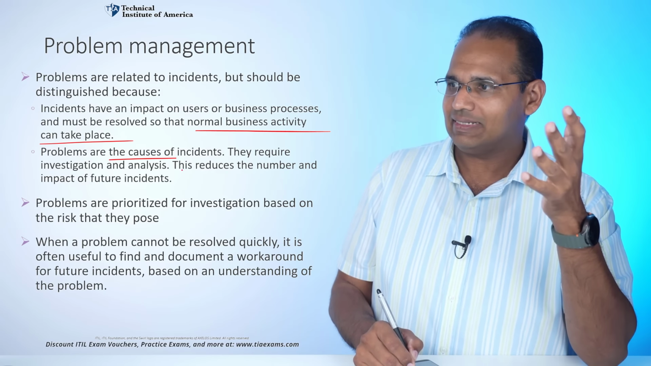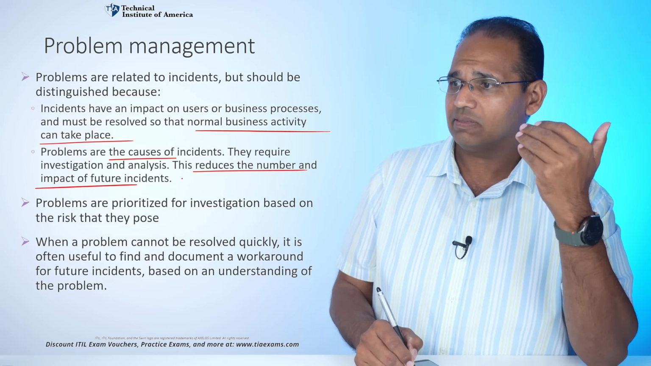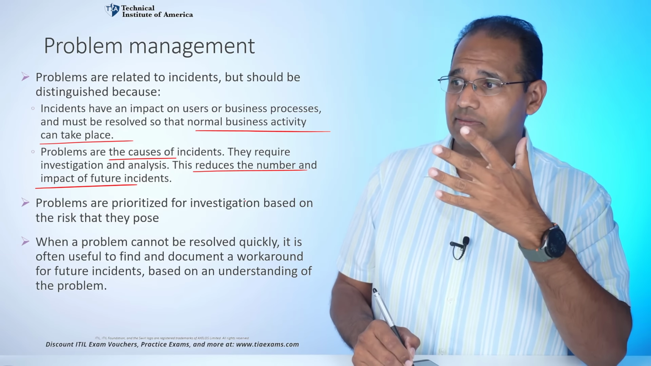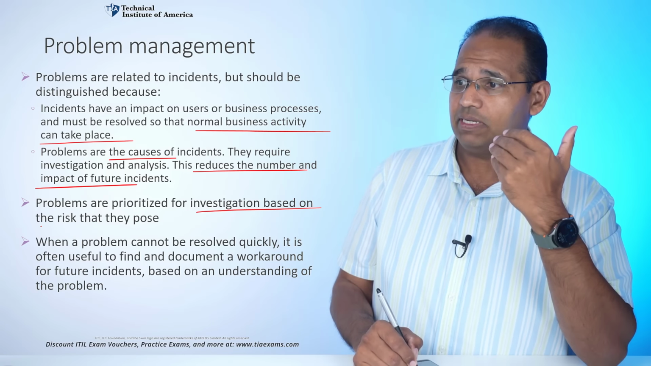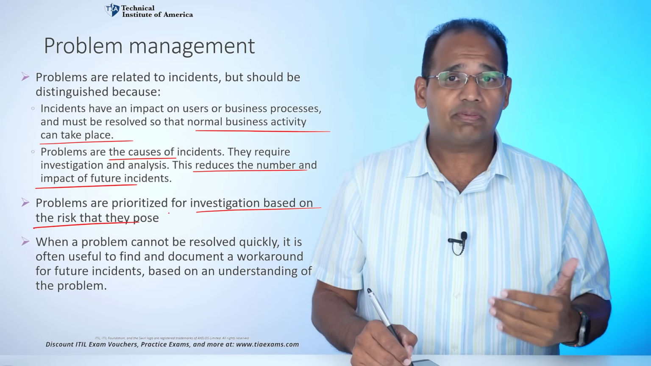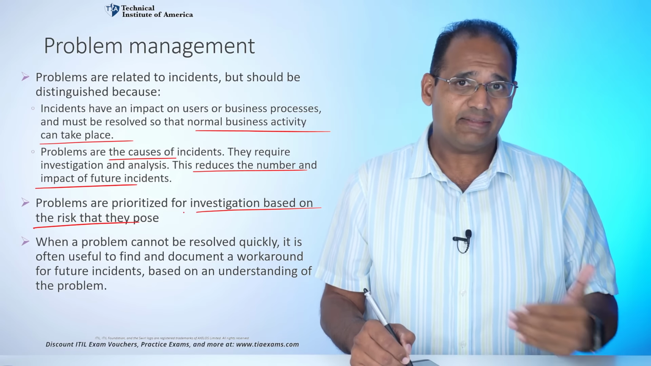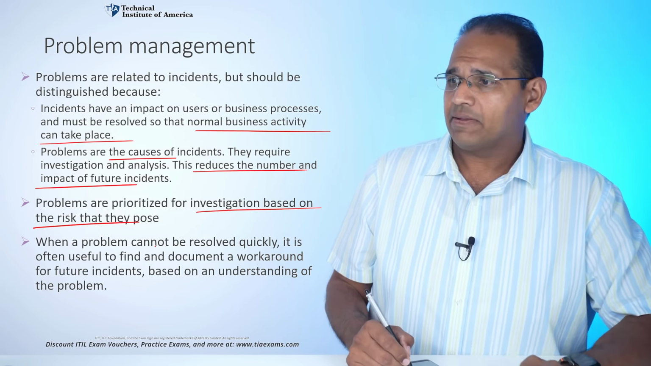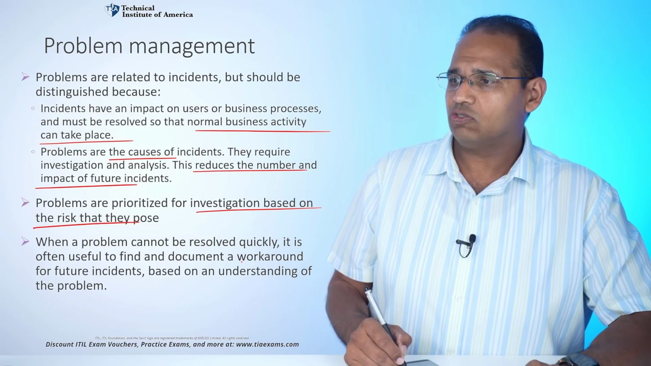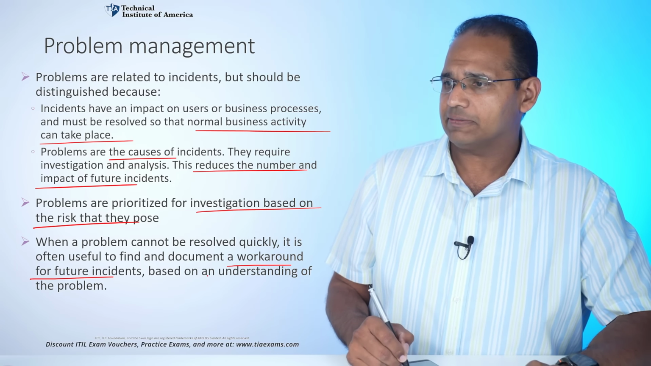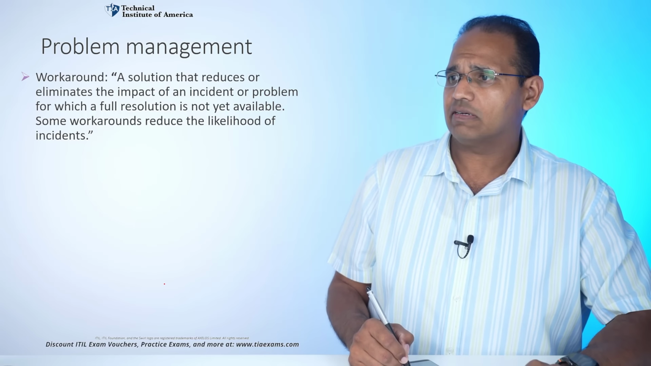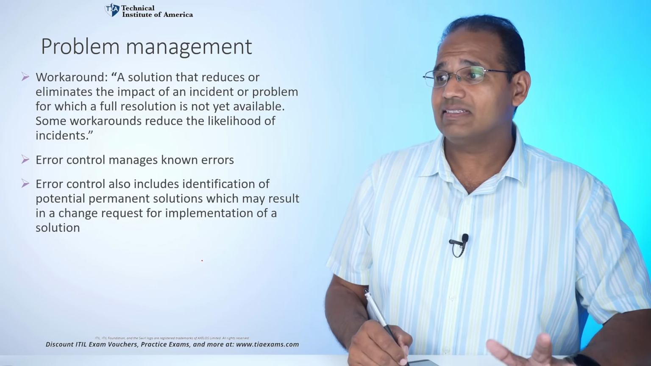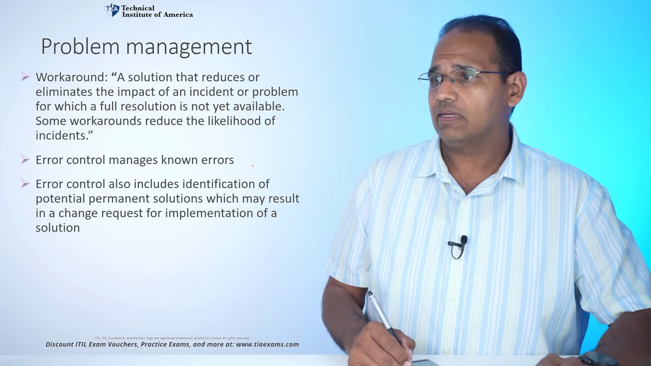They require investigation and analysis. This reduces the number and impact of future incidents. When we fix a problem, we're going to probably fix a lot of incidents. Problems should be prioritized based on the risk they pose. If one problem poses a risk to an entire department, fix that versus a problem that only affects 2 or 3 users. When a problem cannot be resolved, it is often useful to find and document a workaround. Yes, we just mentioned a workaround. If you can't fix the problem right away, then try to at least get a workaround.